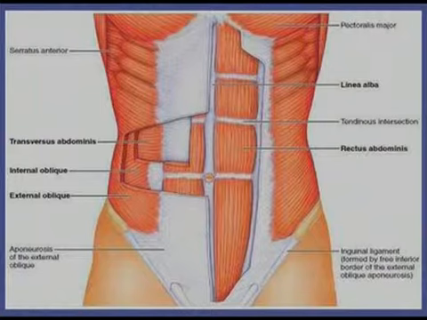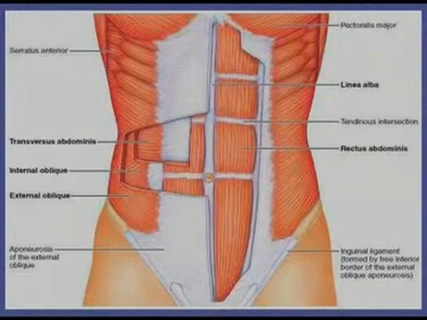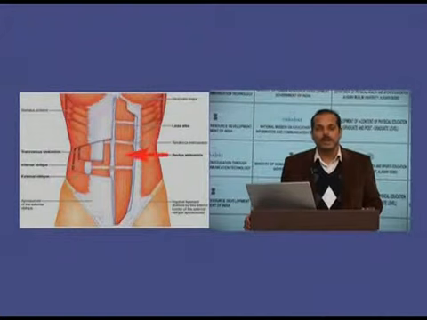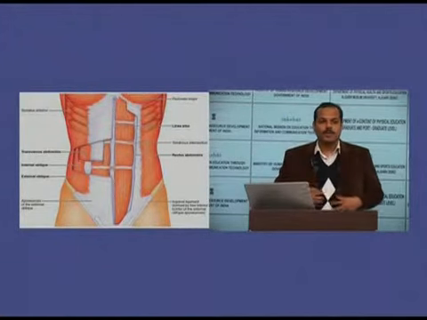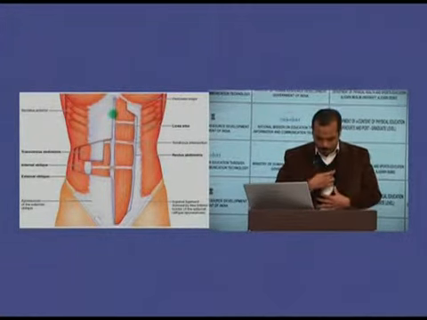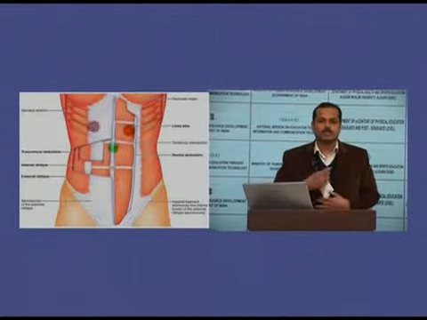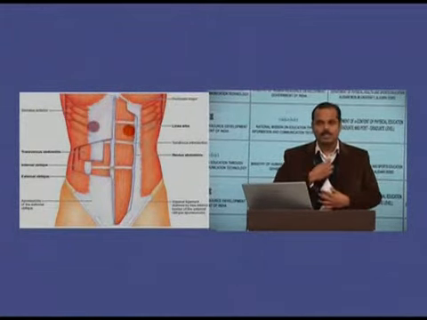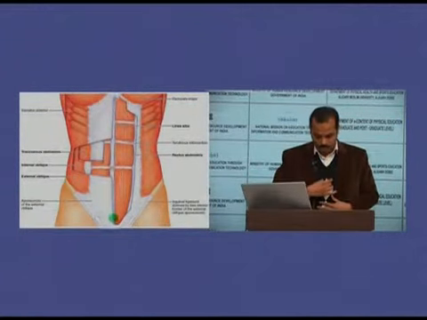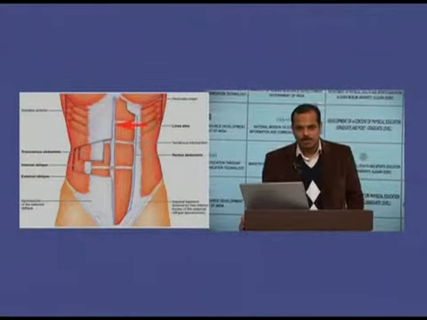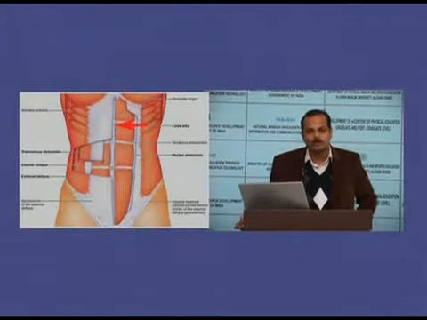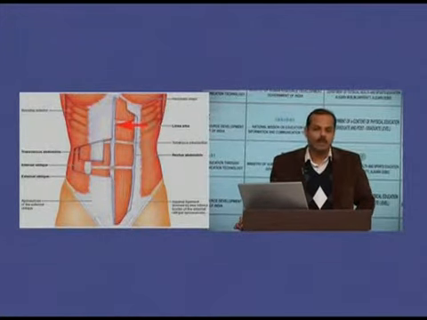Now we will go through each muscle again. The first one is the rectus abdominis muscle. It is seen exactly on the anterior side. These are 2 parallel muscles on the anterior side of the abdomen, separated by a medial band of connective tissue. The name of this connective tissue is the linea alba. So the rectus abdominis is a pair of muscles separated by the linea alba.